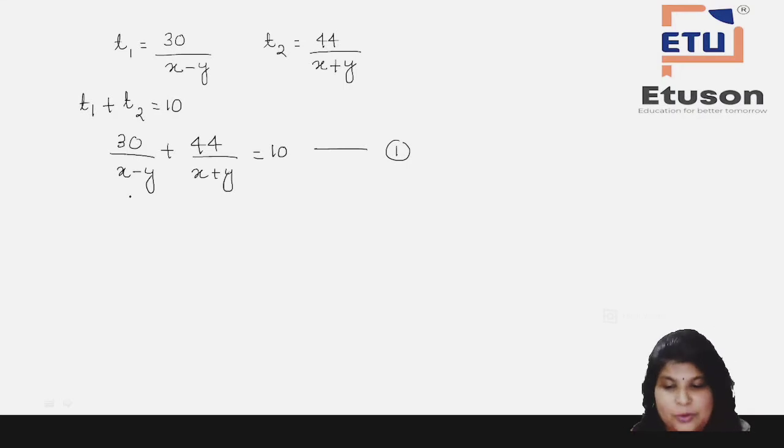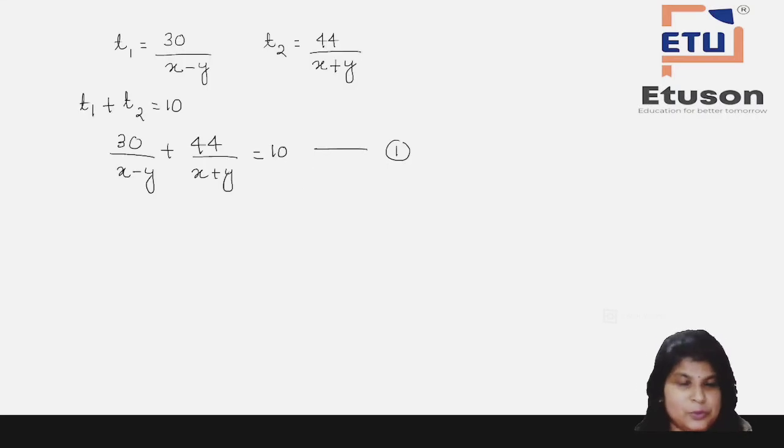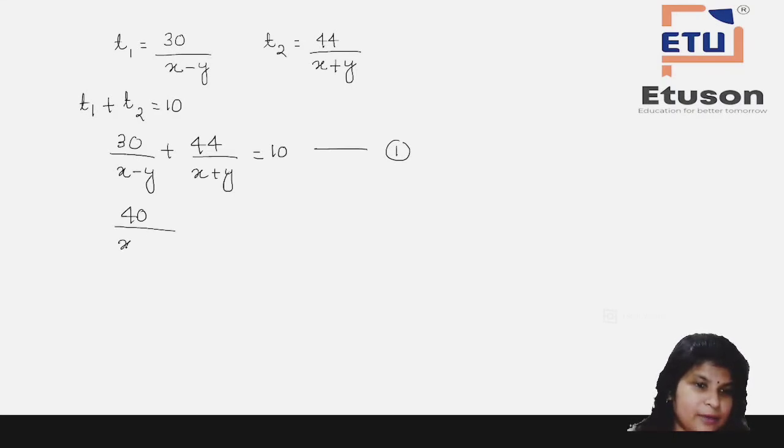Similarly, the second equation, let us read out the statement now. In 13 hours, it can go 40 kilometers upstream and 55 kilometers downstream. So, in the same manner, I can write down the second equation. In the upstream, it will be 40 divided by x minus y, the time taken, plus in the downstream, it is 55 divided by x plus y. That is equal to, what is the summation of both the time taken in the upstream and downstream direction? It is 13. Correct or not?